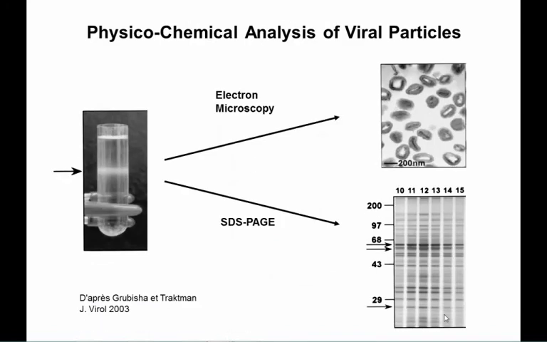So you get an example here. This is a gradient that's been used to purify poxvirus particles. This material here, that's where the viruses are. That's the band. So you can harvest this band and look at it by electron microscopy, so you can see that you have pure virus particles. And then you can try and analyze them by a whole bunch of other techniques. So you could separate their proteins and analyze them by SDS-PAGE. So that's how you can tell what proteins make up the virus particle.